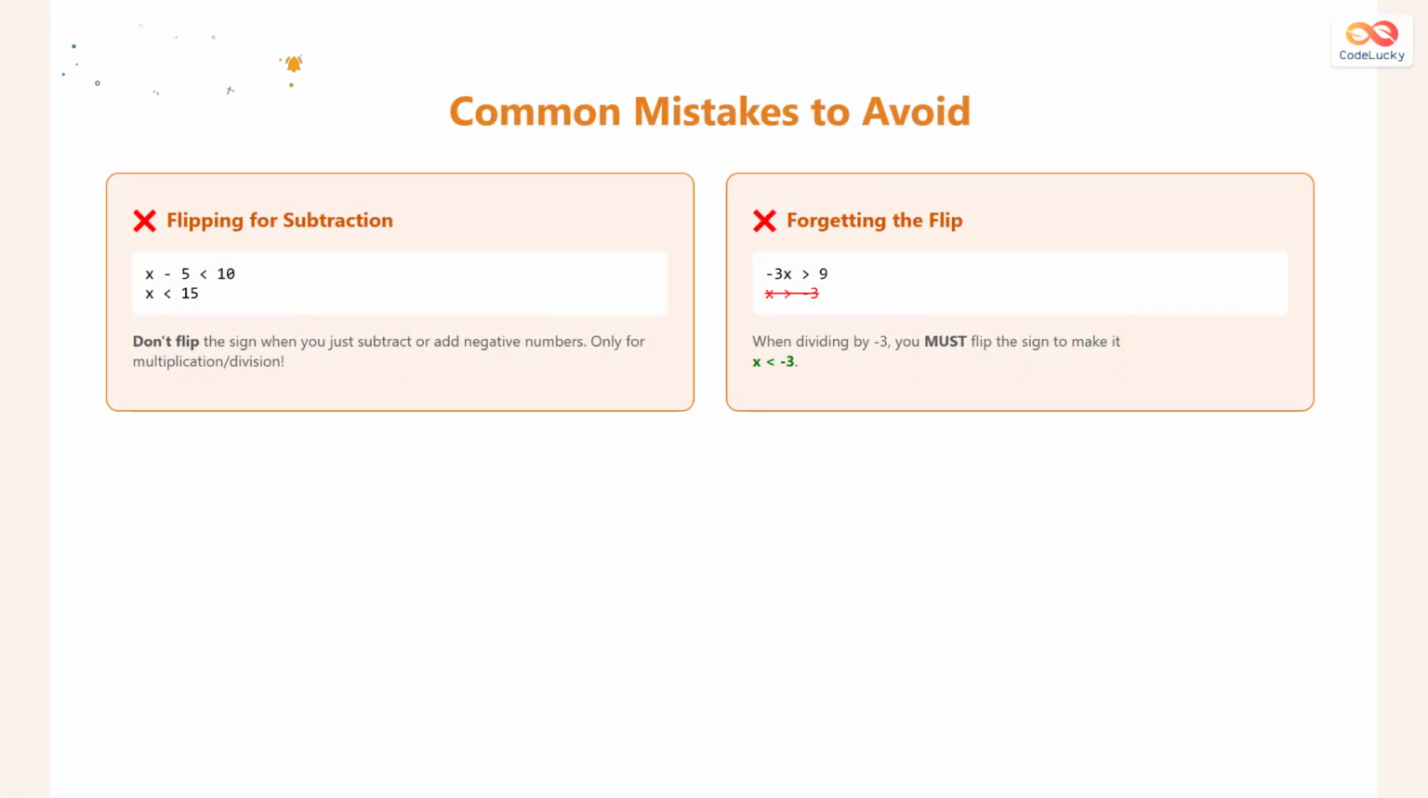Here are 2 common mistakes to watch out for. First, do not flip the sign just because there is subtraction in the problem. The rule only applies to multiplication and division. Second, simply don't forget to flip it. It is very easy to focus on the arithmetic and miss the symbol change. Always double-check your sign when negative numbers are involved.